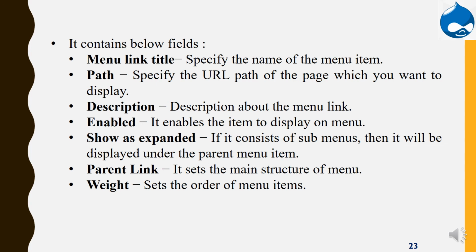These are the fields of the Add Menu Link window. Menu link title specifies the name of the menu item. Path specifies the URL path of the page which you want to display. Description includes a brief description about the menu link. Enabled enables the item to display on the menu. Show as expanded means that if the menu consists of sub-menus, they will be displayed under the parent menu item. Parent link sets the main structure of the menu. Weight sets the order of menu items.